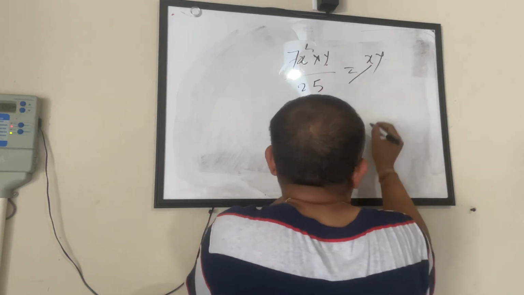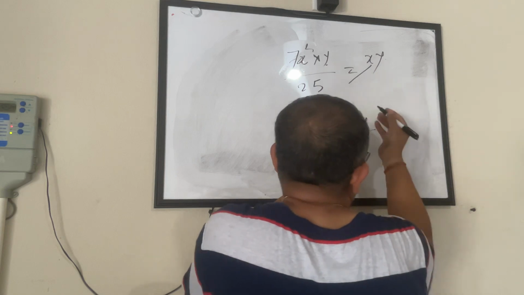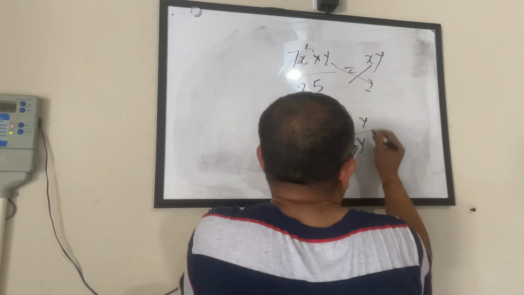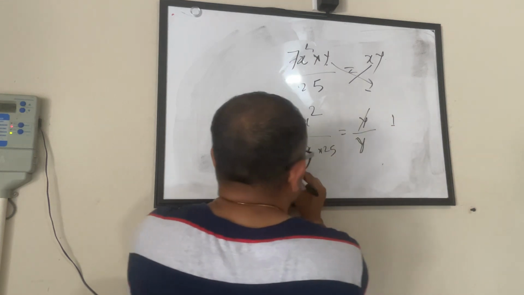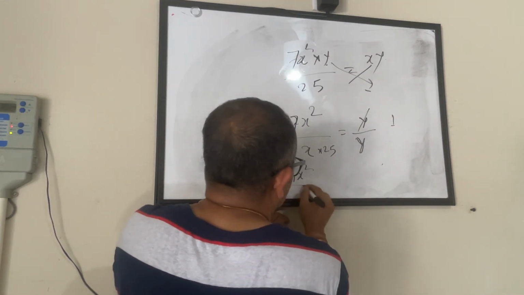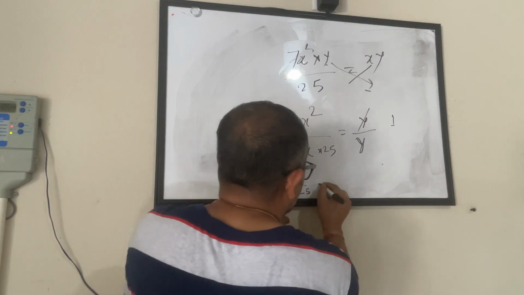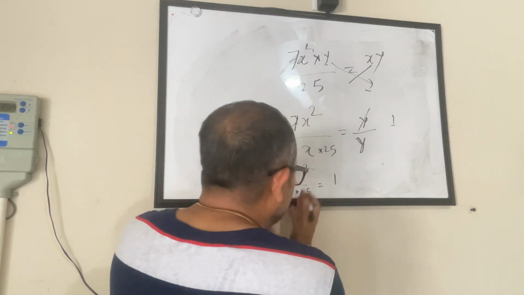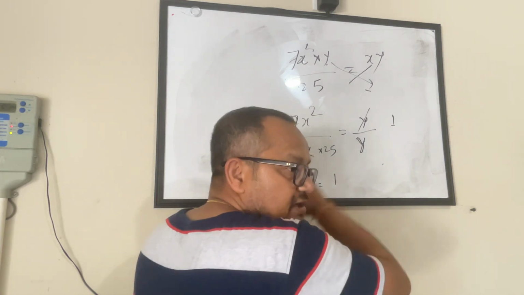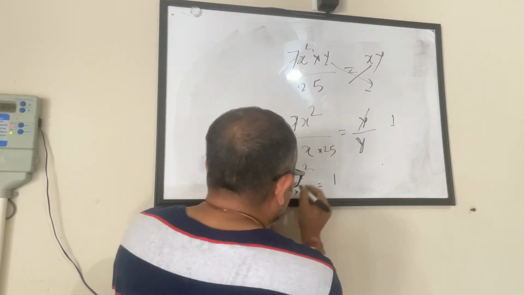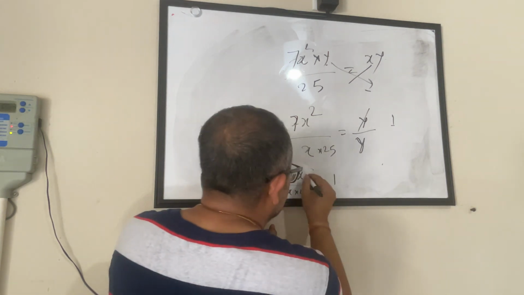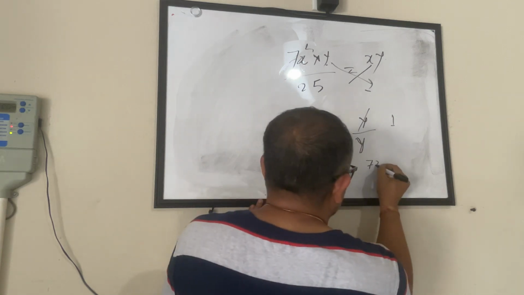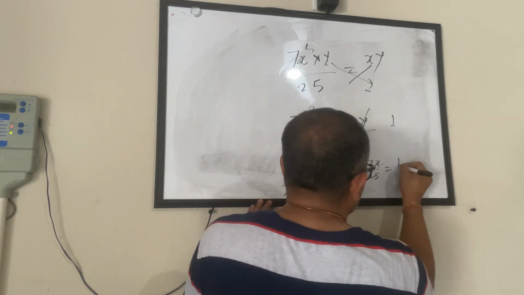And y I am moving to that side. So y I had in the numerator, this comes down here. This way. So this makes it 1. So 7x squared by x into 25 equals 1. Now, again, isolation means you keep only the variables on one side, everything else on the other side. So here 7x squared you can write as 7x into x. So one x is gone. Now 7x by 25 equals 1.